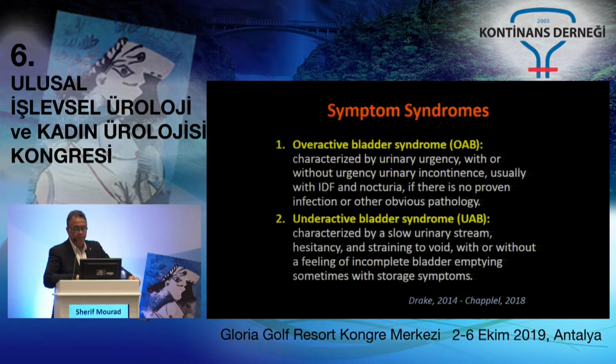For the syndromes, you have the OAB syndrome, which is characterized by urinary urgency, with or without urgency urinary incontinence, usually with increased daytime frequency and nocturia, if there is no proven infection or other obvious pathology. And the last sentence is very important to include. Underactive bladder syndrome is a slow urinary stream, hesitancy, and straining to void, with or without a feeling of incomplete bladder emptying, sometimes with storage symptoms.